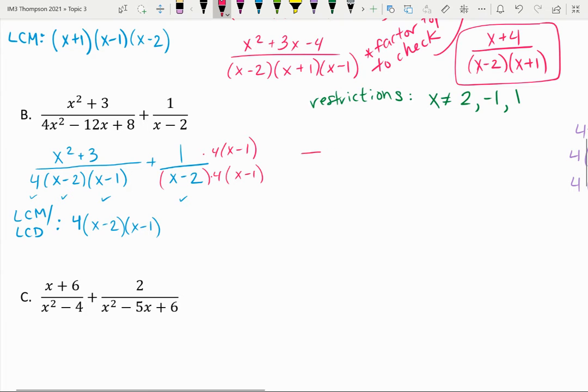So now I can write this all over one fraction. My common denominator is 4 times x minus 2 times x minus 1. But I'm going to have to do some multiplication up here to be able to write this all together. So I've got the x squared plus 3. When I multiply by 1, that doesn't change anything. So I've got 4 times x, which is 4x. 4 times negative 1 is negative 4.